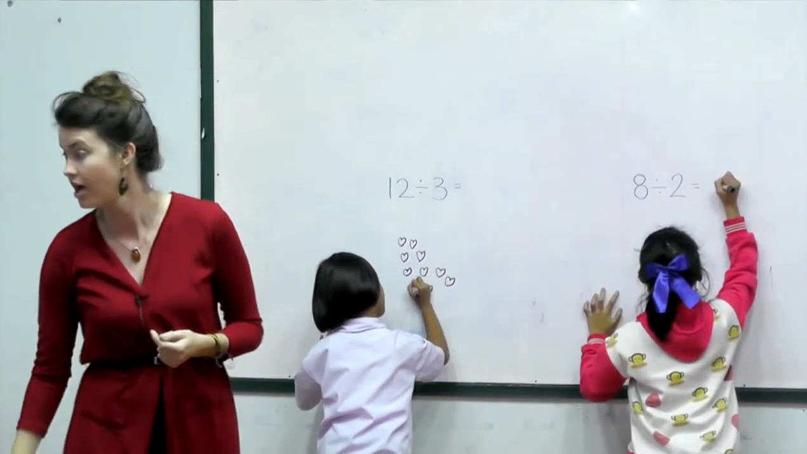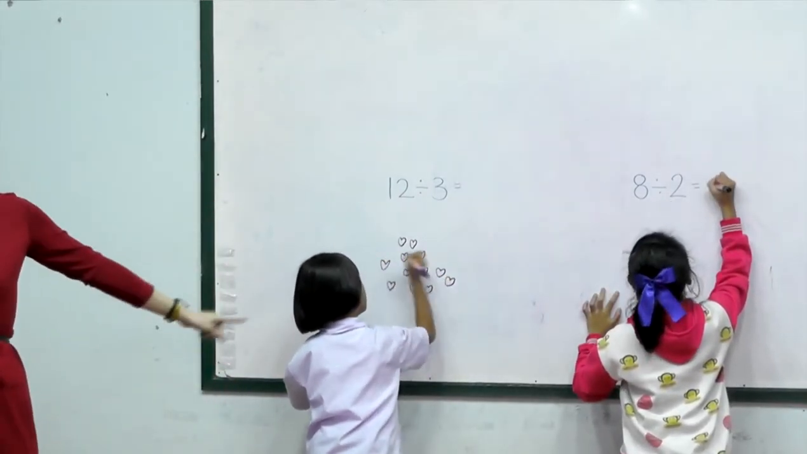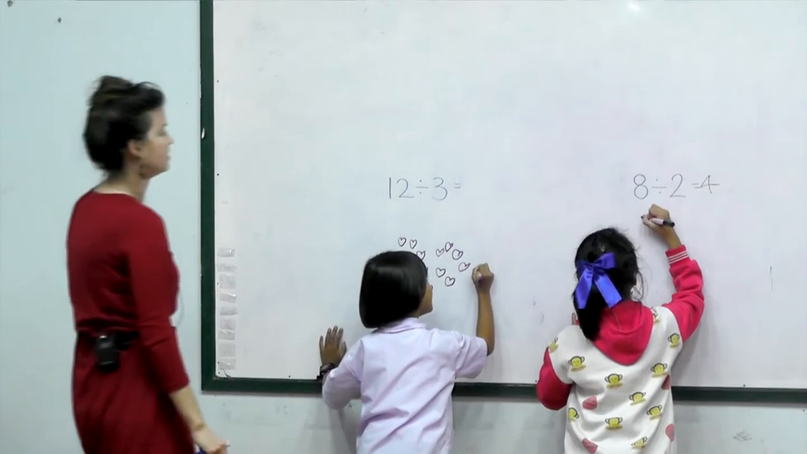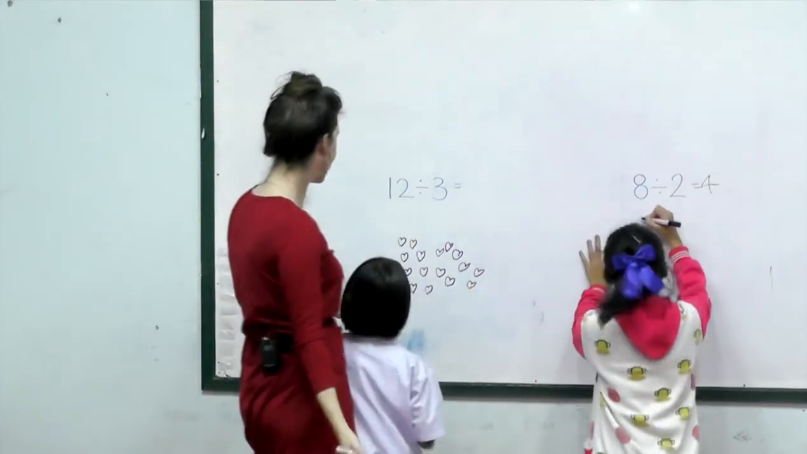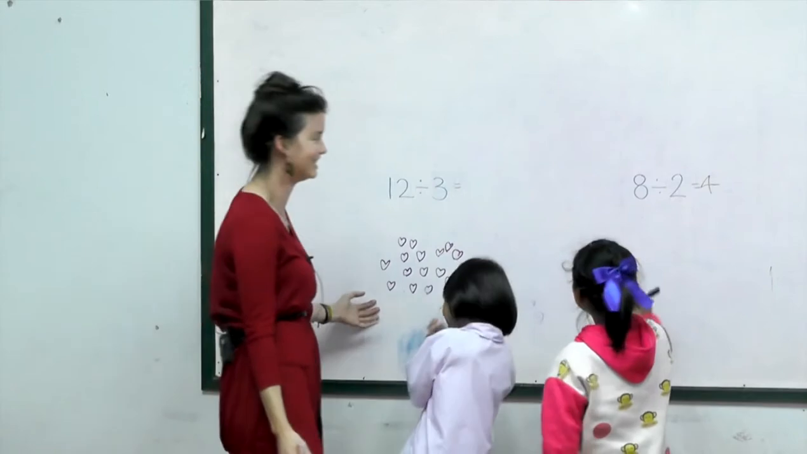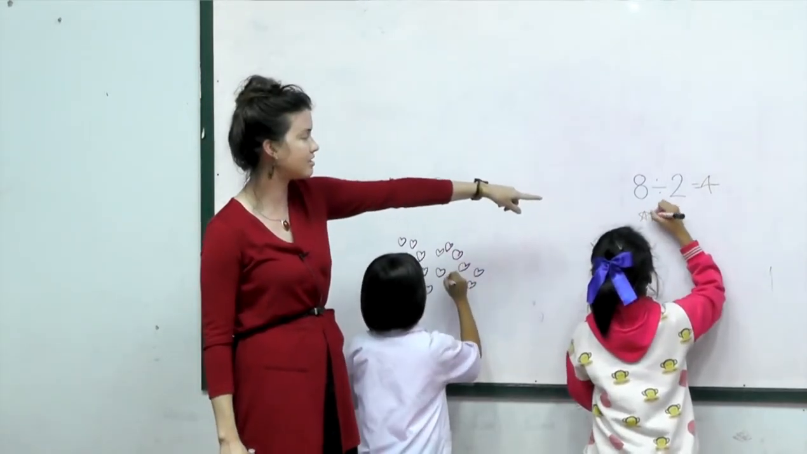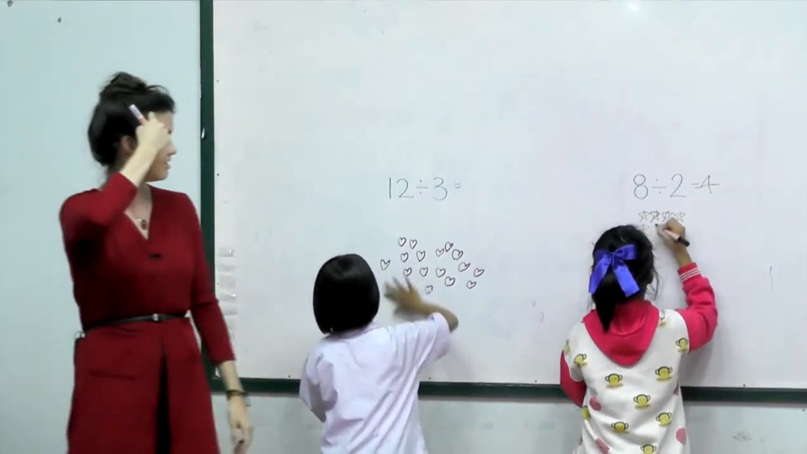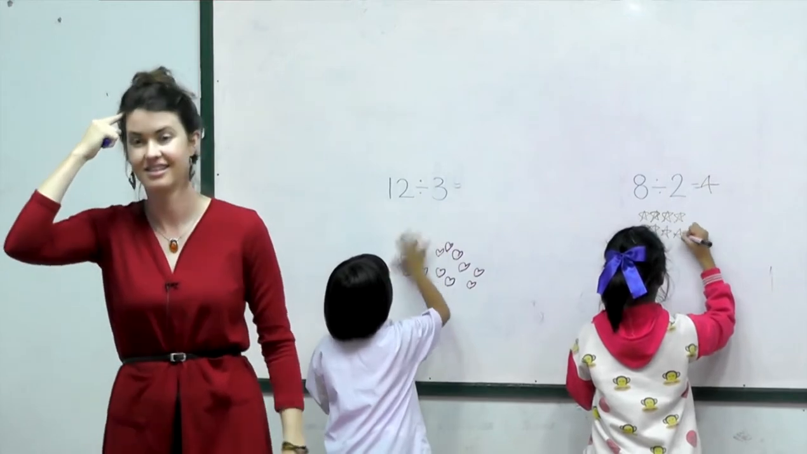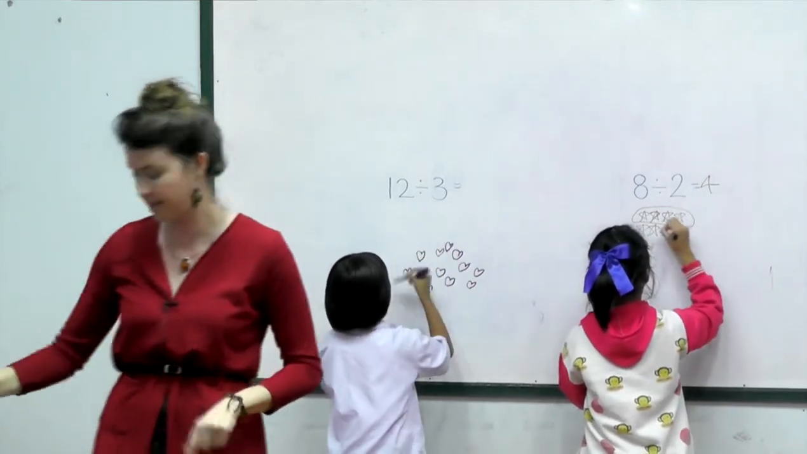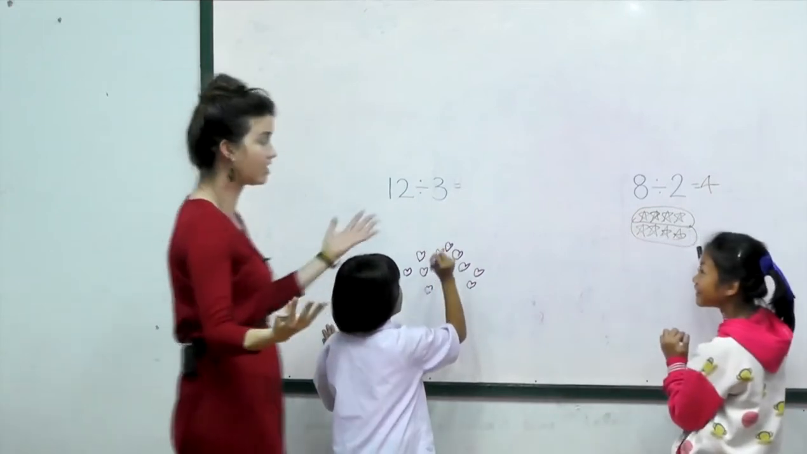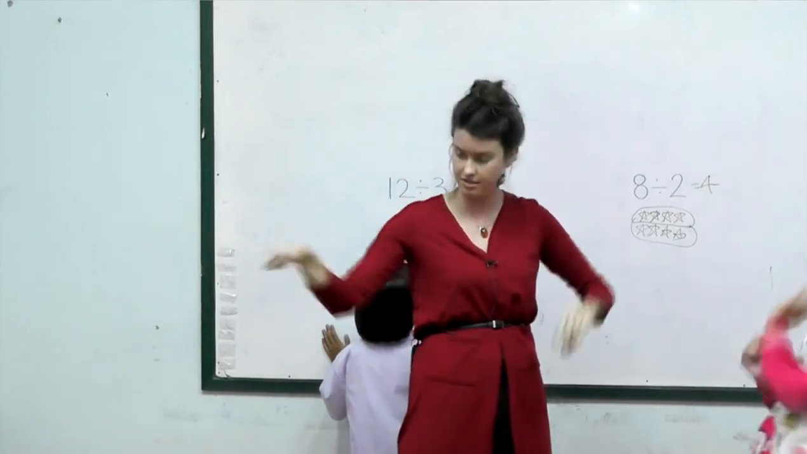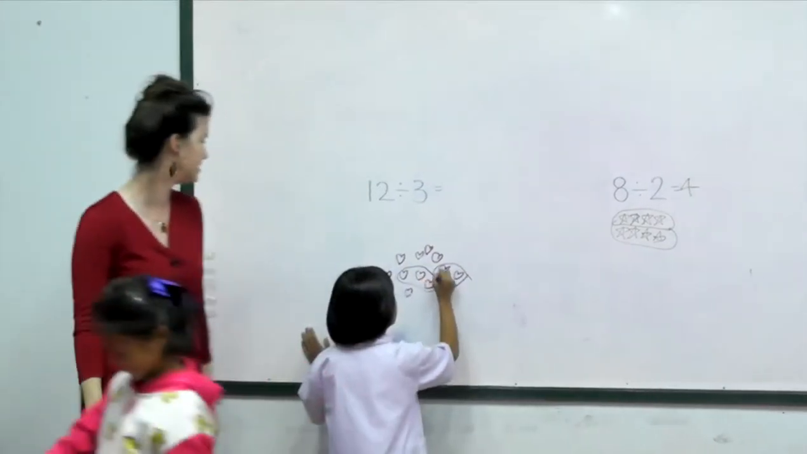The winners are going to come here. You're going to go next. Okay. Look at all these hearts. That's a lot of hearts. What do you think, friends? 8 divided by 2, is that 4? Is that right? The first one is going to stay here and say go for the next people. What do you think, friends? Is this right? Yay! Okay, good job. High five. Now you get to say go.